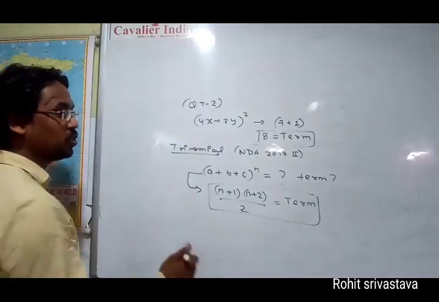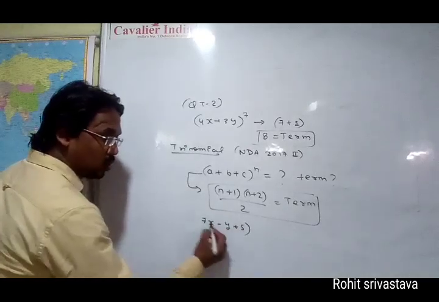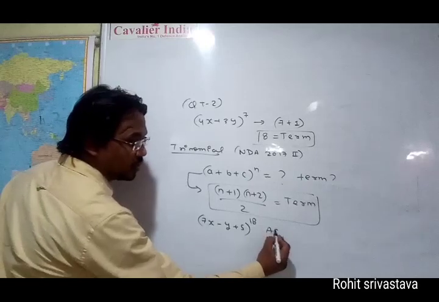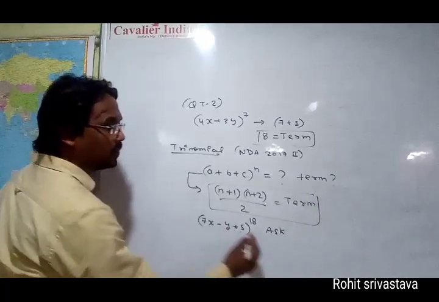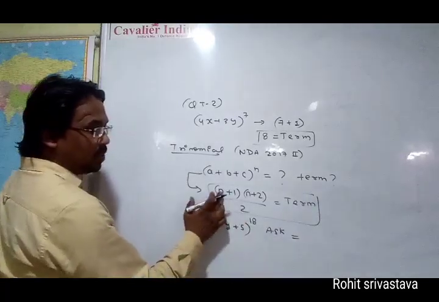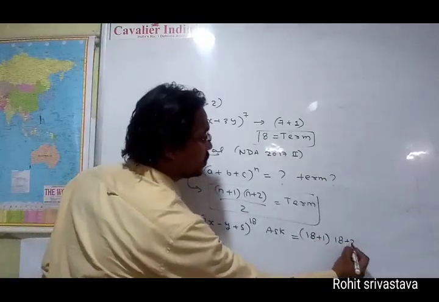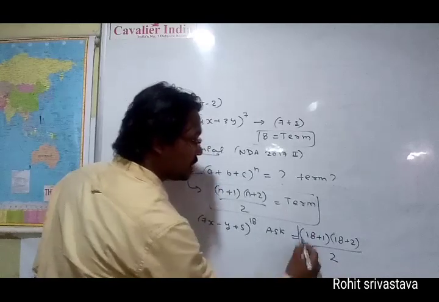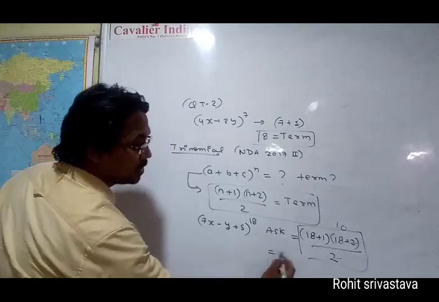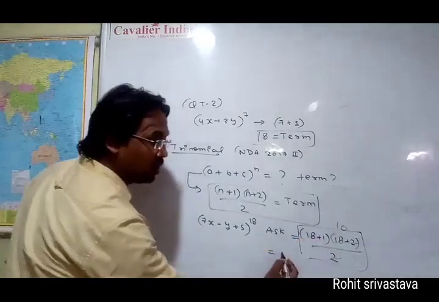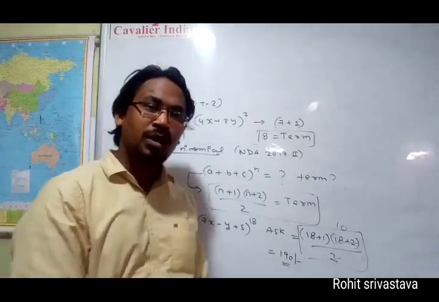Let's suppose in the paper they give you 7x minus y plus 5 to the power 18, and they ask you after opening this how many terms will open. So you will say, sir, in place of n we will write 18, 18 plus 1, 18 plus 2, and whole upon 2. So this many terms will open. It means 2 10s are 20 and it will be 18 plus 1, 19, into 10, 190. Do not panic. Just try to solve it by yourself.